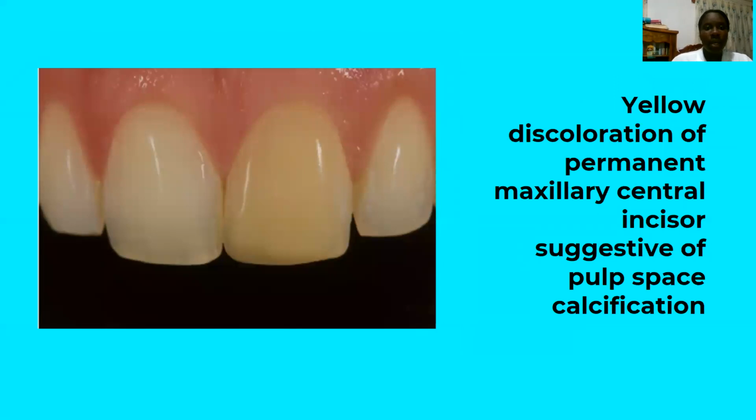Furthermore, primary and permanent teeth that present with a yellow discoloration generally have radiographic signs of pulpal canal calcification, and the yellow discoloration is seen here in the permanent maxillary central incisor, and this would suggest pulp space calcification, as was said before.